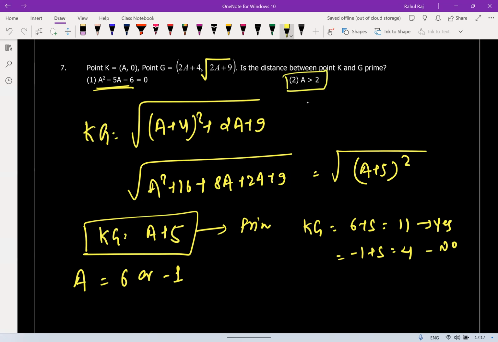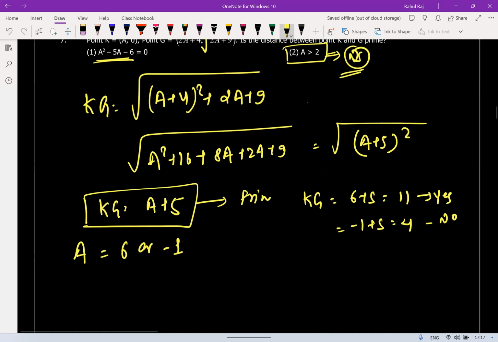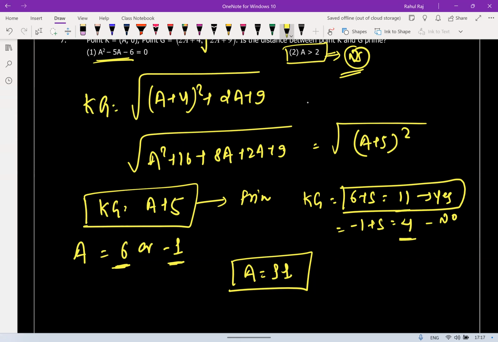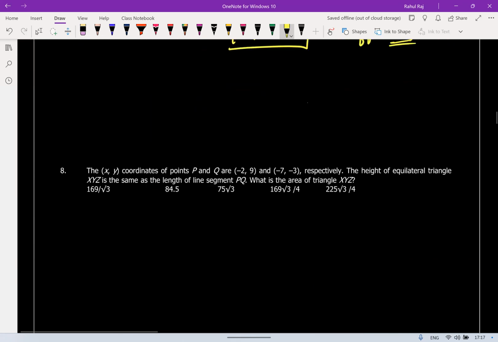Statement number 2 says a is greater than 2. There could be multiple values. For some values, it could be a prime. For some values, it may not be a prime. So again, this is not sufficient straight away. When I combine this, what happens? A greater than 0, a is equal to 6 or a is equal to -1. For a greater than 2, you can take a as 6. So option number 1 says a is equal to 6 or -1. Option number 2 says a is greater than 2. If I combine them, I'll get a is equal to 6, and for 6, this is a prime number. Correct. Question number 8, please.